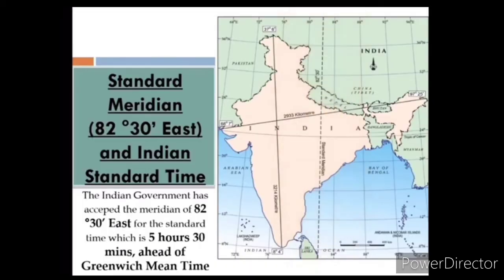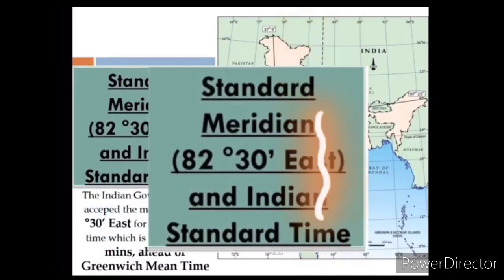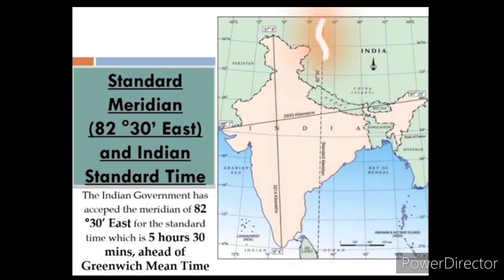So to avoid this confusion of time, India follows a common time, that is the time along the standard meridian of India. A line that passes through the center of India between both the longitudes 68 degrees 7' east and 97 degrees 25' east is the standard meridian of India, that is 82 degrees 30' east. This line passes through Mirzapur district near Allahabad in Uttar Pradesh. We follow the common time which passes through 82 degrees 30' east.